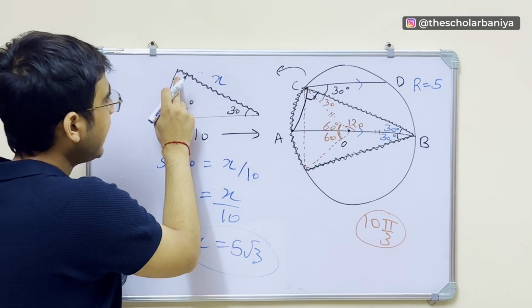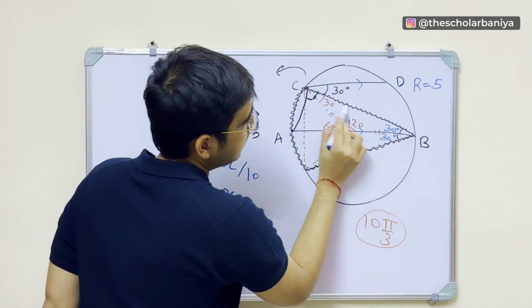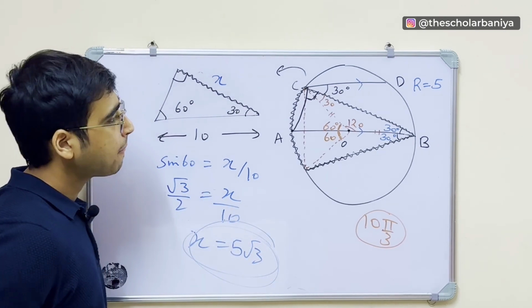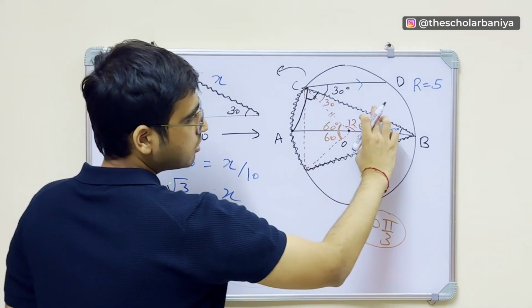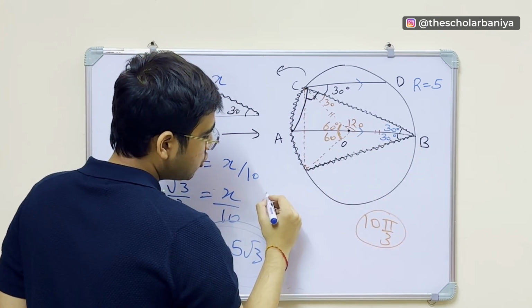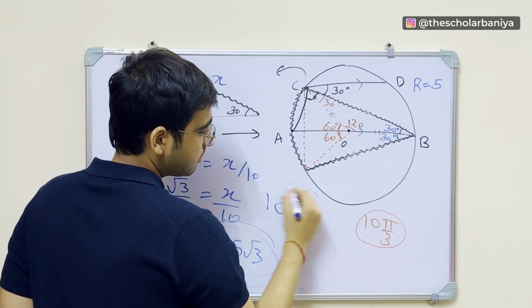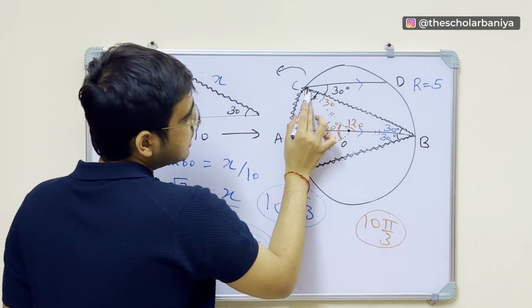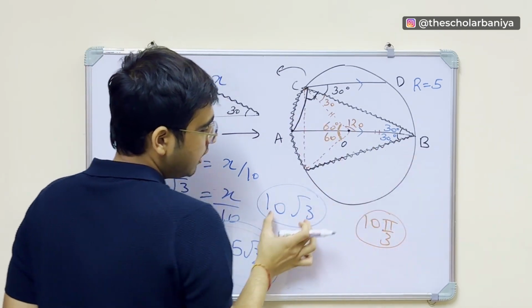Right? So what is x? X is this part, basically. So this comes out to be 5 root 3, right? But we needed 2, so we will double. So this part plus this part will be how much? 5 root 3 into 2, 10 root 3. So this length plus this length is 10 root 3.